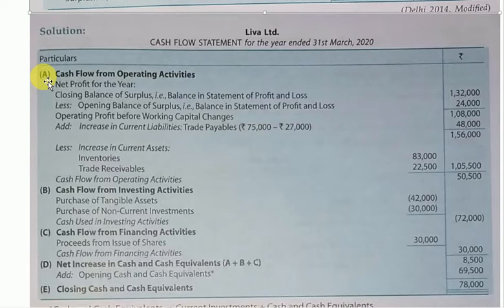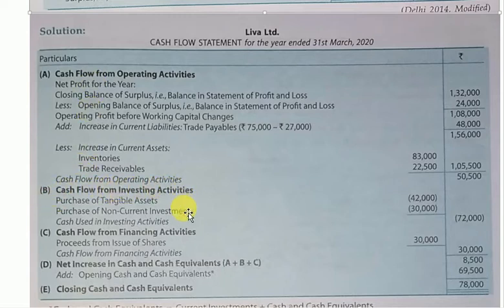Instead of A, B, C, D, you can also take Roman 1, 2, 3, 4, 5, 6 because that is how we learn. So I'll go with this solution. Point number A, cash flow from operating activities. Leave at least 10 lines in between. Give a gap of 10 lines.